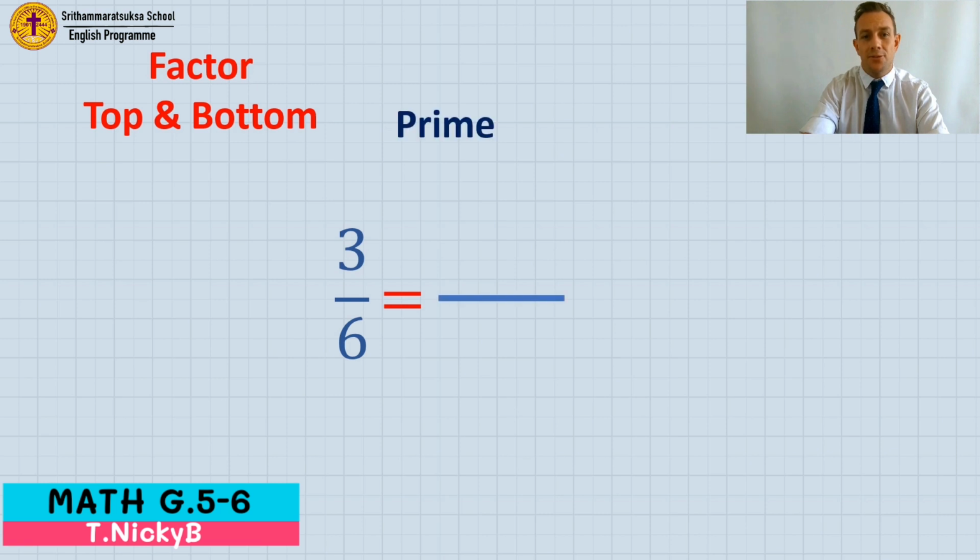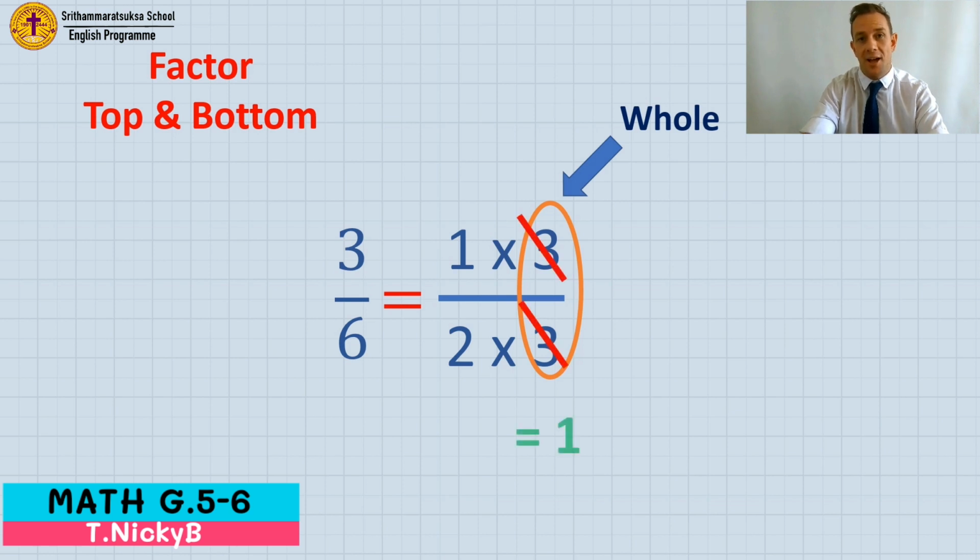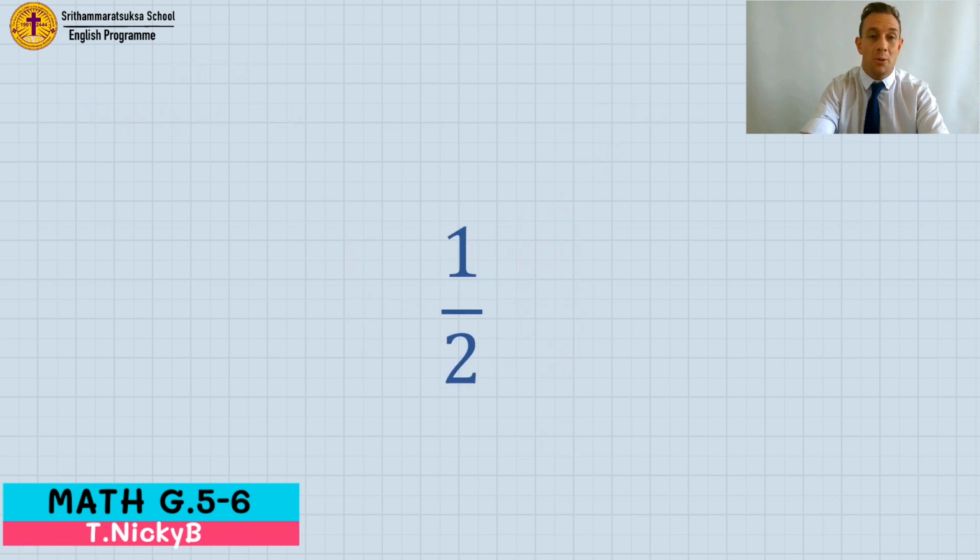3 is easy because 3 is a prime number, and the only factors of it are 1 and itself. So, 1 multiplied by 3. 6, the factors are 2 multiplied by 3. Now we can see we have two fractions, 1 over 2 and 3 over 3. 3 over 3 forms a whole fraction, which means we can cancel it out, because 3 divided by 3 equals 1. What we are left with is just 1 over 2.